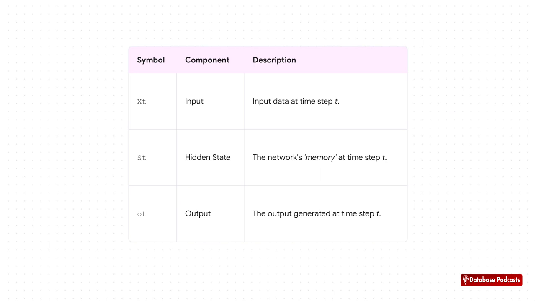Now, if you want to get a little more technical, you'll see these specific symbols used all the time. The input at any given time t is called xt. The output is ot. But the most important piece of the puzzle is the memory, or the hidden state, which is st. And here's the thing. st is calculated using both the current input, xt, and the hidden state from the previous step, st minus 1. That's the loop right there in the math.